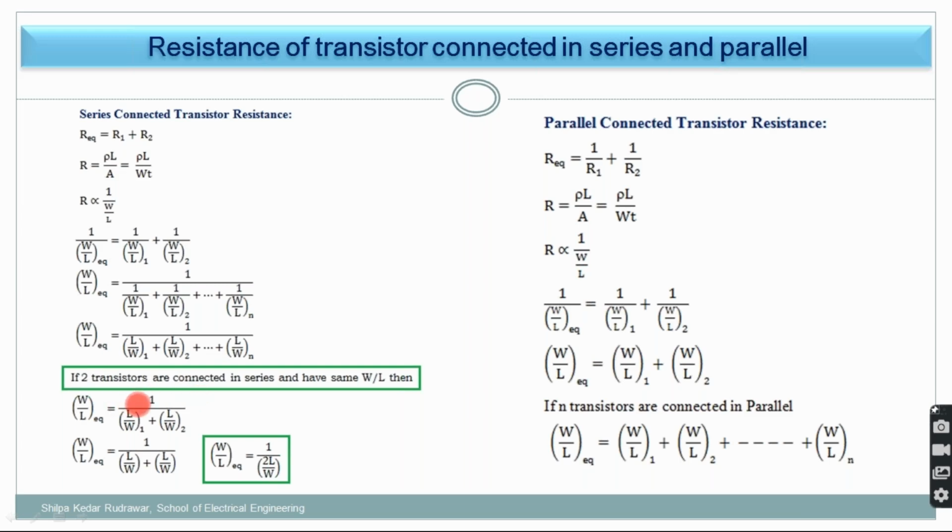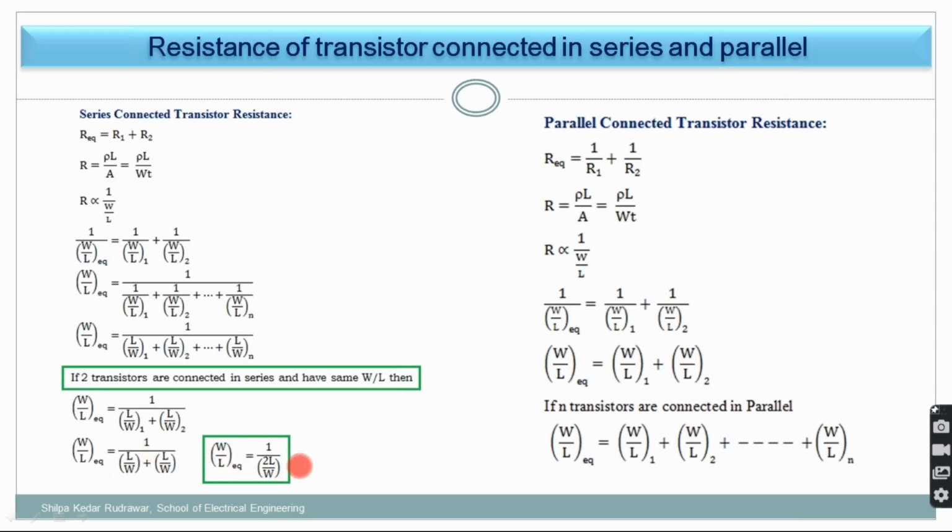So if I have two transistors in series, according to this equation, the W by L equivalent of these two transistors connected in series is 1 upon L by W, because here W by L changes to L by W. So don't get confused about why that L by W is coming. If the two transistors are of the same size, I can just remove this 1 and 2. So this is the condition.